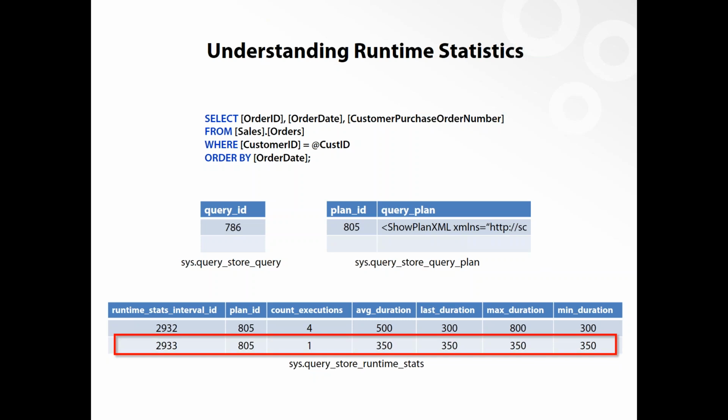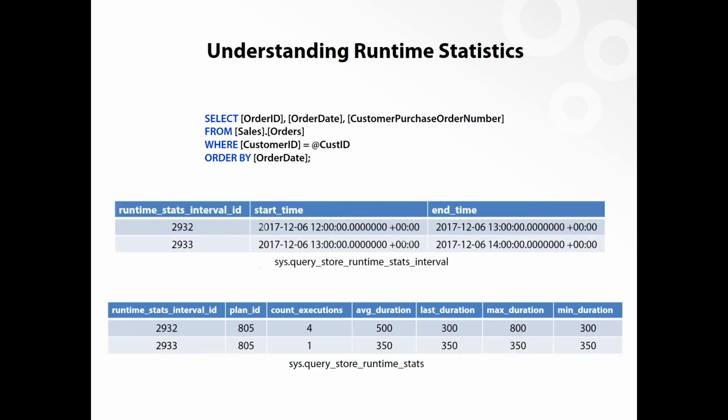But notice it has a different interval ID because it's the next window of time. And for that first execution, it took 350 microseconds. So you'll get, which we saw, multiple entries in Query Store Runtime Stats for a given plan for the different intervals. So now let's talk about these intervals.